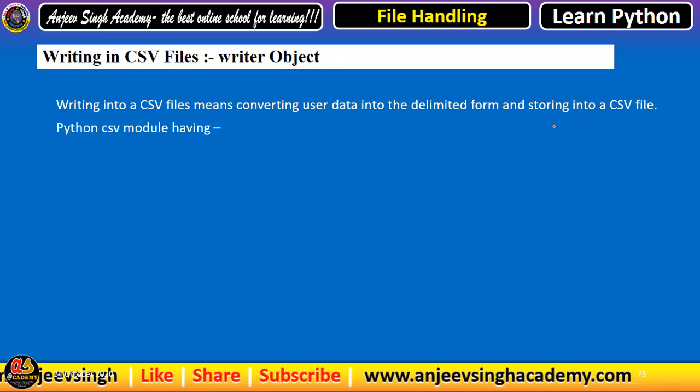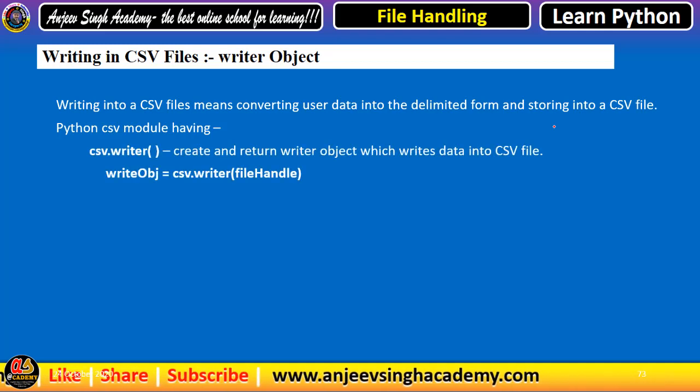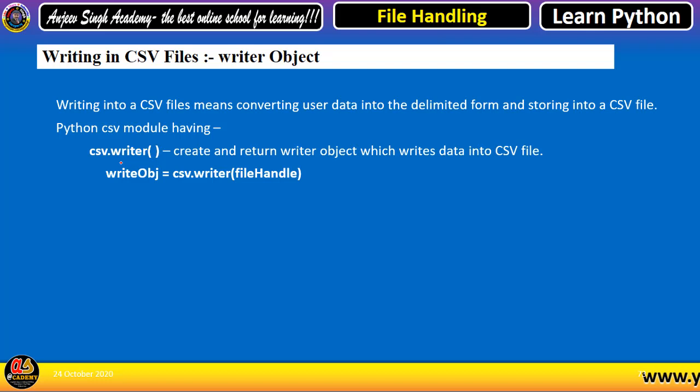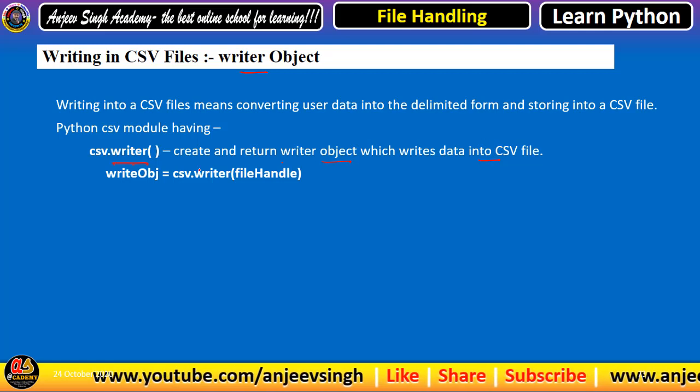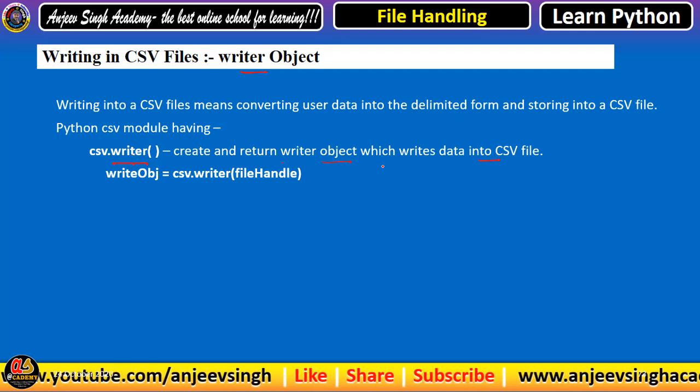So the Python CSV module has the csv.writer method, and it will create and return the writer object. If we want to create a writer object, we have to call this csv.writer function, which writes data into the CSV file. Through this writer object only we are able to write the data.